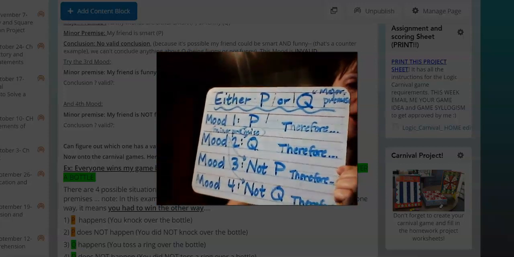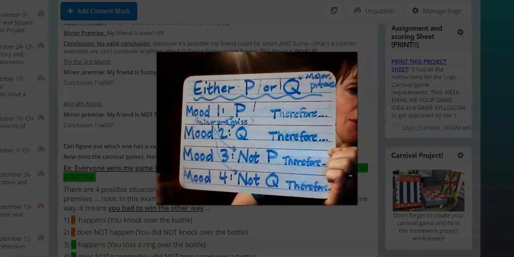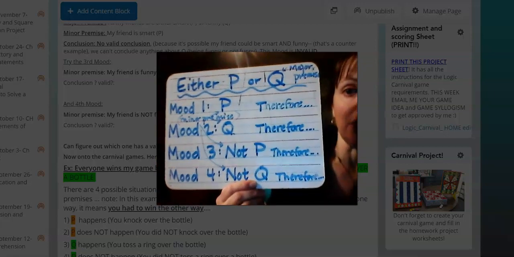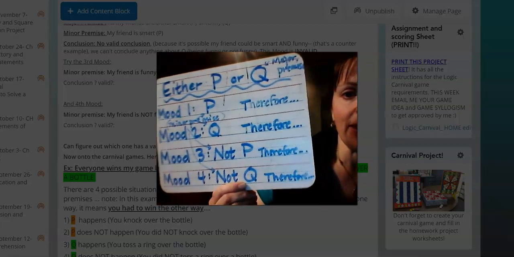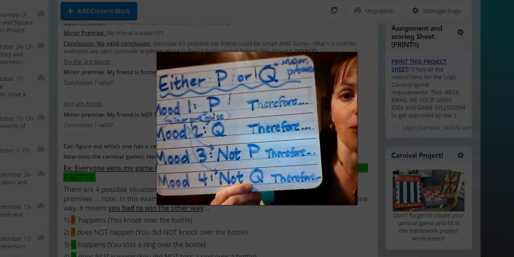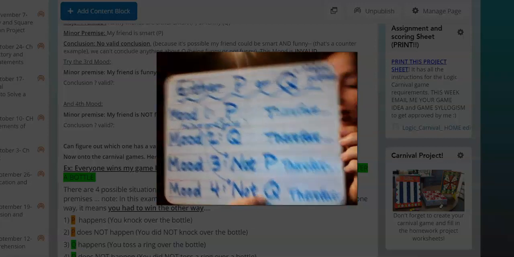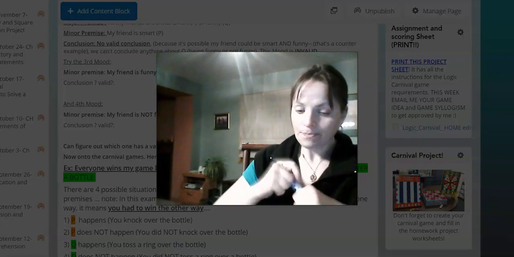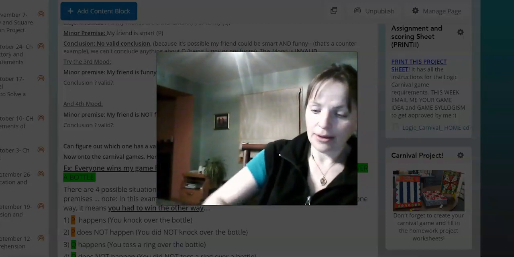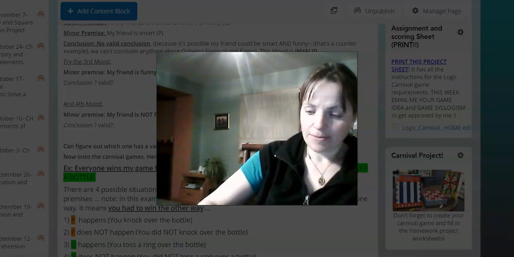When you say that she's not one, you know that they have to be the other. Same thing with the kids with the vegetables. If they don't eat their peas, then they have to eat their carrots. But if they ate their peas, you can't tell whether or not they also ate carrots or not. So that's kind of the way you can remember the valid 2 moods. I'll just circle them. These are the 2 that are valid.